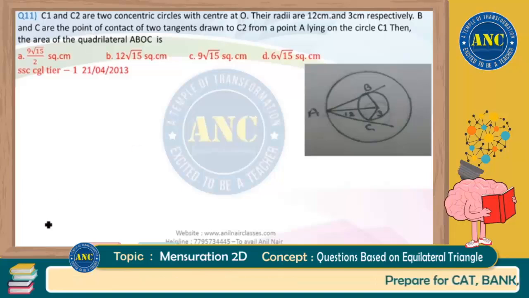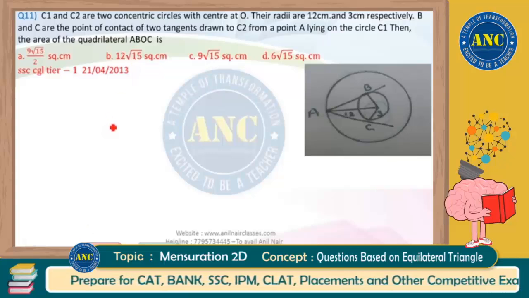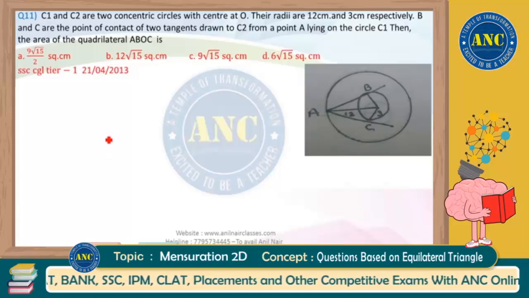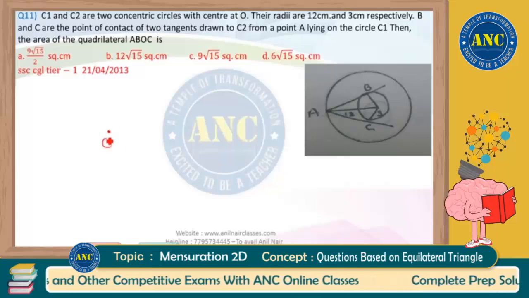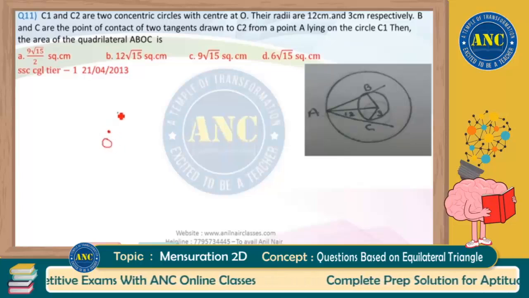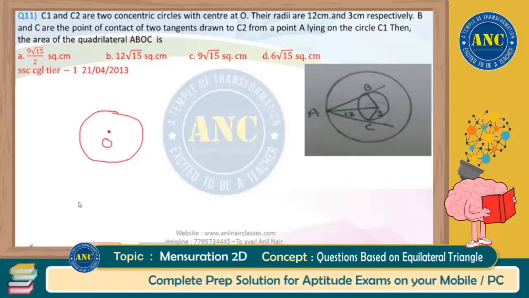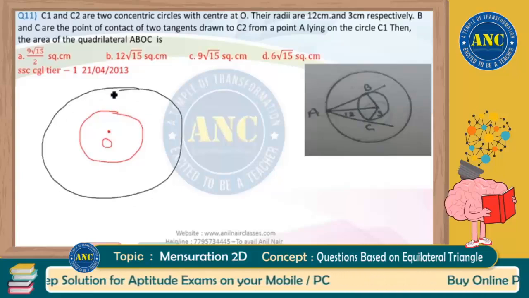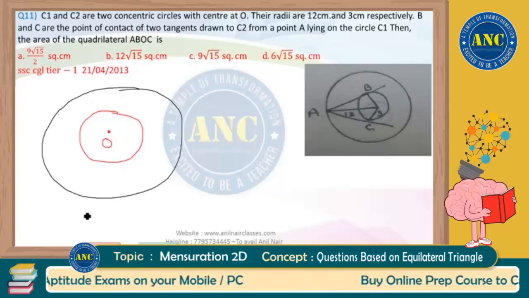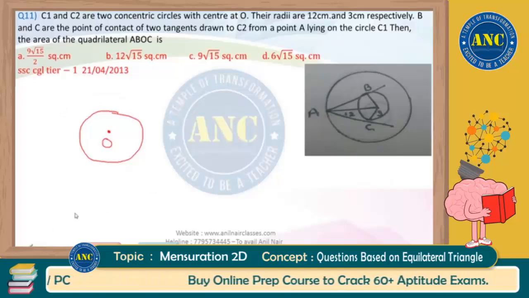Your question says C1 and C2 are two concentric circles with center O. Let me write the diagram once again for your better understanding. There is a center O. There are two circles. This is circle 1 and there is another circle with center C2, the outside circle with the same center O. Diagram is not drawn to scale. Let me remove that outside circle and draw it once again a little neatly, sir.